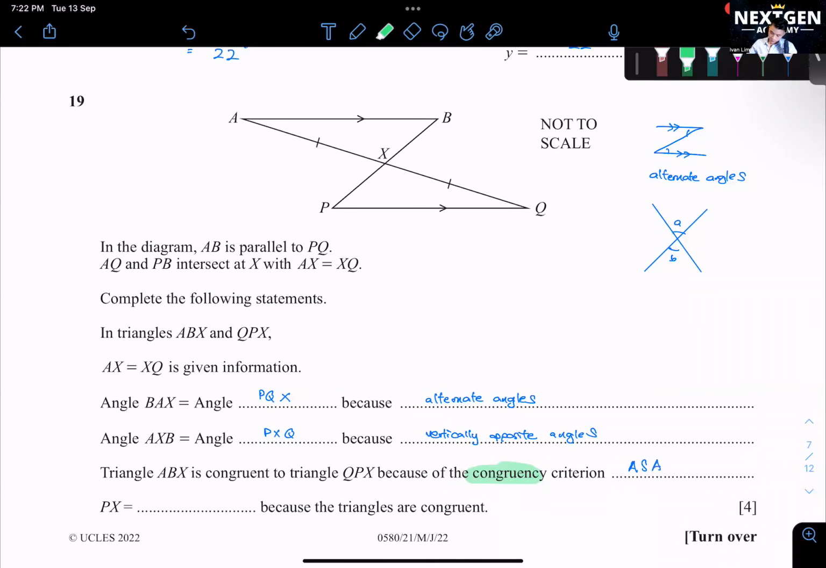Okay, last one. PX equals what? Because the triangles are congruent, PX and here is the same. Congruent means exactly the same. PX will be equal to XB.